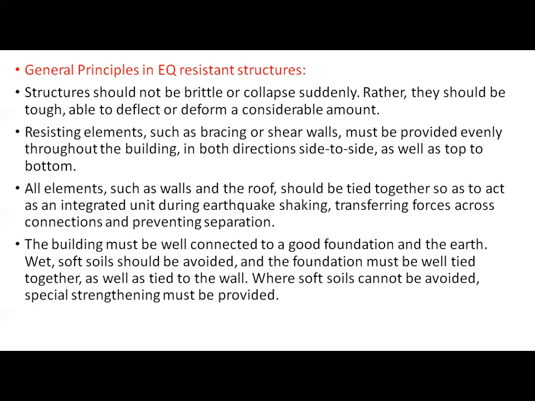The first one is bracing or shear walls, that is, shear walls or a bracing system. If you add them in horizontal and vertical directions or in an inclined position into the structure, what will happen? They will resist the loads coming on the structure, and for that purpose we should make sure that resisting elements are added to the structure in both directions, side to side as well as top to bottom.